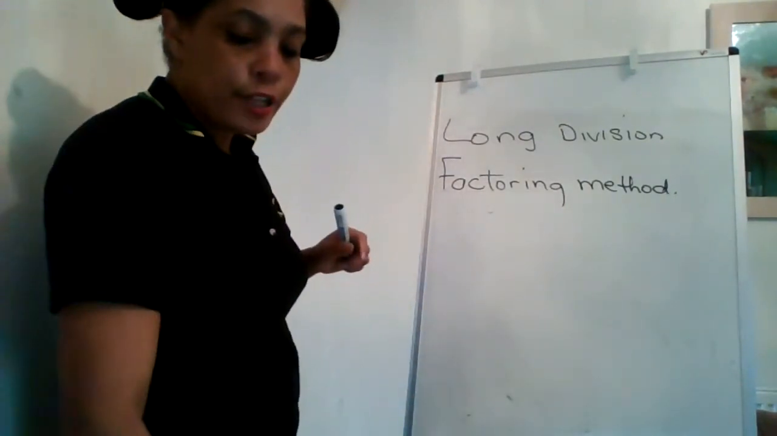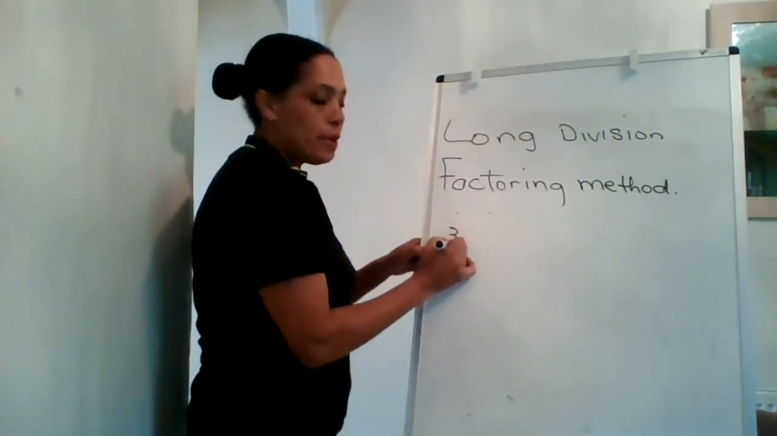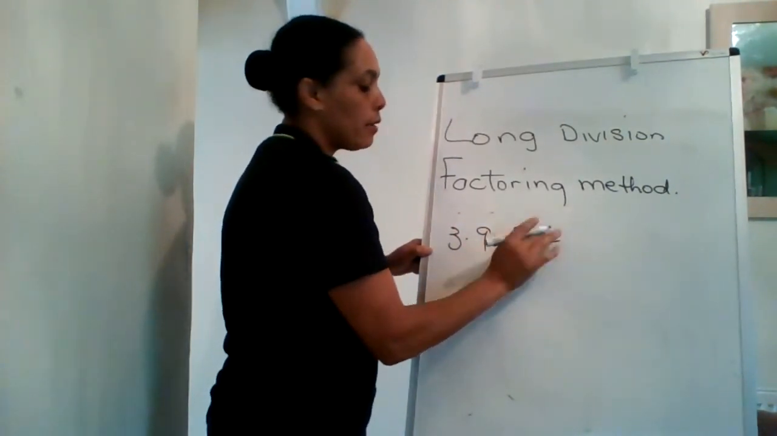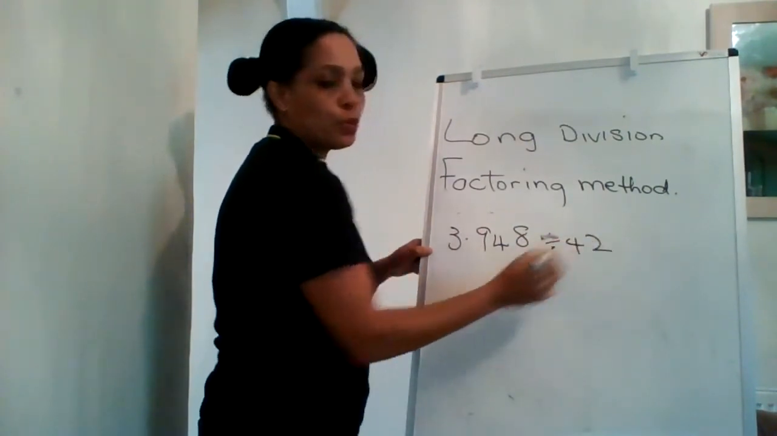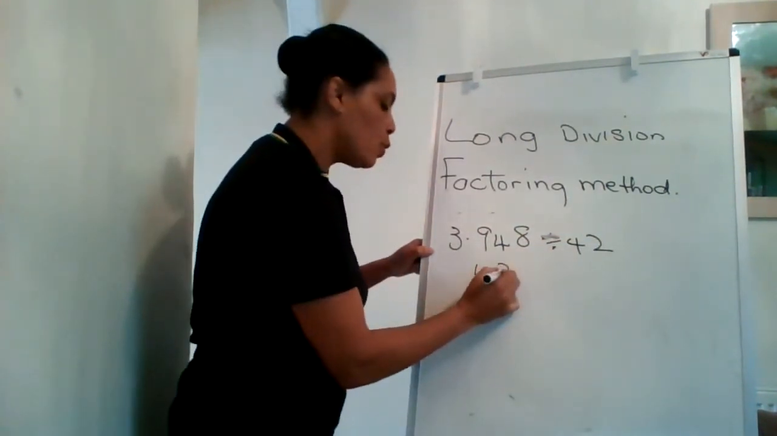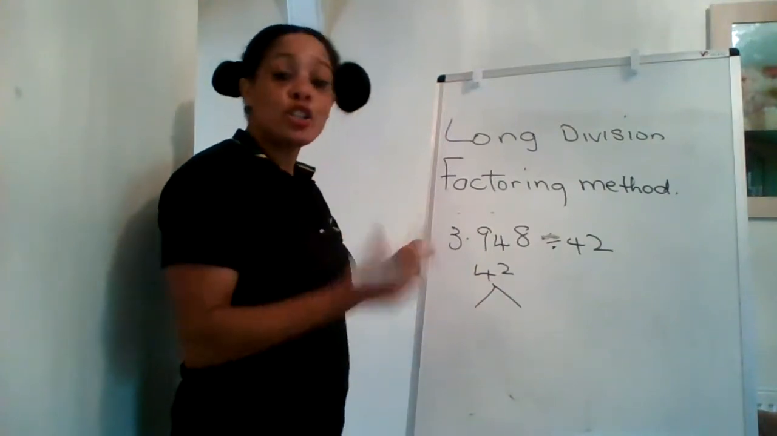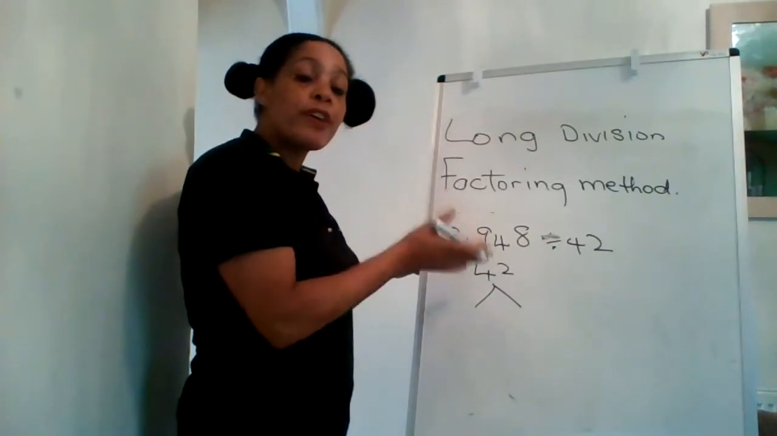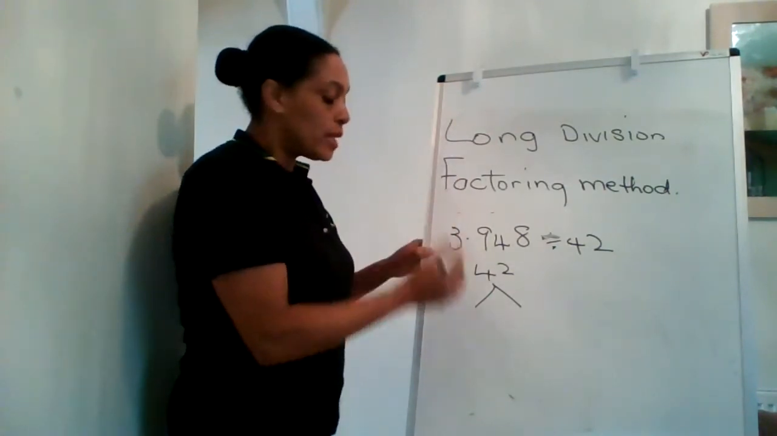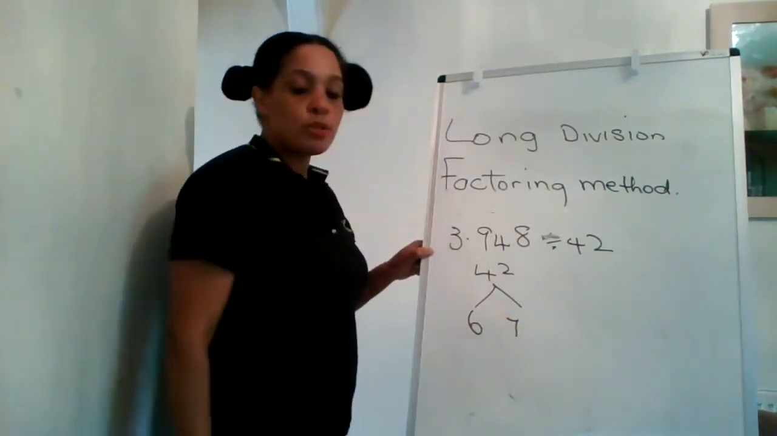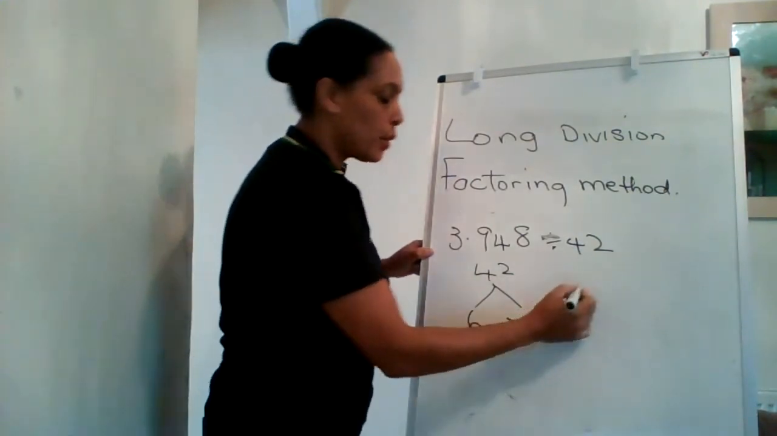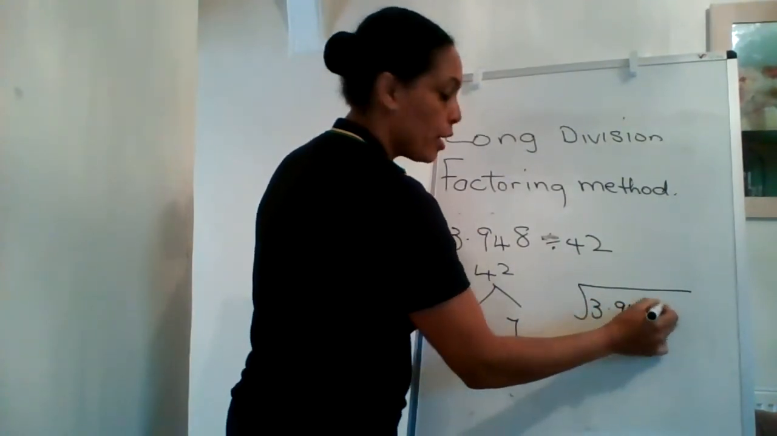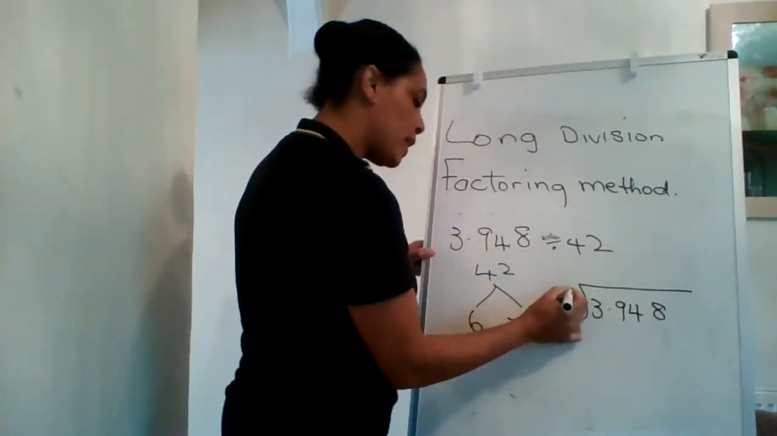What if I have the number 3.948 divided by 42? For 42, I'm going to be using two factors. It doesn't matter which two, preferably single digits, because we want to use a method of dividing with single digits. So 6 times 7 is 42, so I'm going to be using 6 and 7. 3.948, I'm going to be using 6 first.